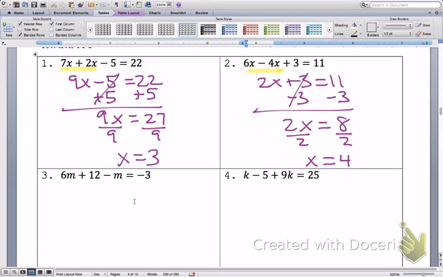Next problem, again, next two problems, you should try them out. Pause the video and then come back and check your answer. All right, let's see what you guys have.